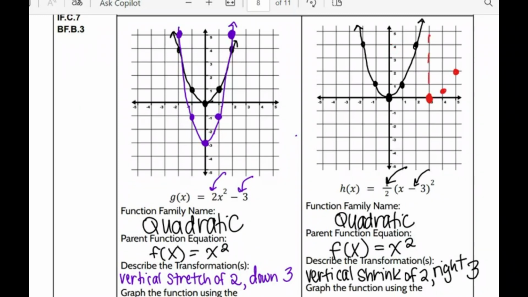Here is my axis of symmetry. So now I'm going to simply reflect these other 2 points across a distance of 2, and I can draw my beautiful parabola with a vertical shrink of 1/2, and there you go, all done.